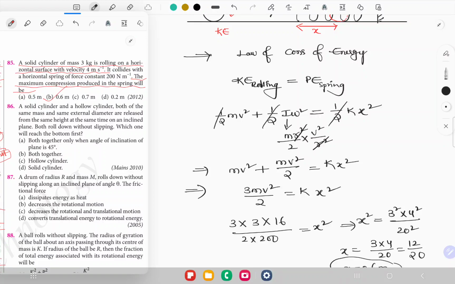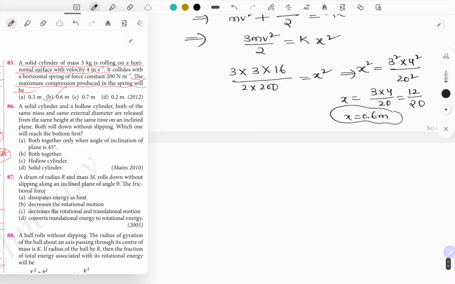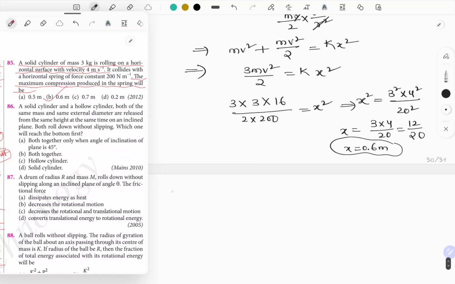Did you understand, guys, the way they have given the question? Just go through this once again. It's an application of the work energy power chapter also. So it's the next question.